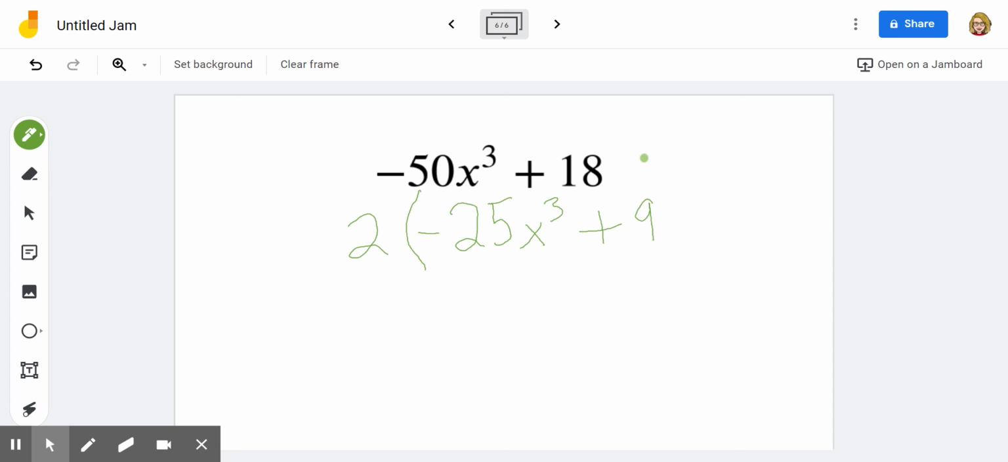What times 2 gives me 18? 9. Okay, take a second and look at this. Is there any number that 25 and 9 have in common? I can't think of anything, so I think this is my final answer. So let's just multiply and check. So 2 times negative 25 is negative 50x cubed. 2 times 9 is 18.